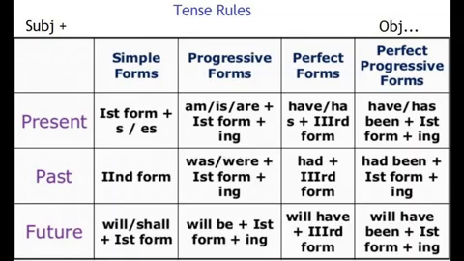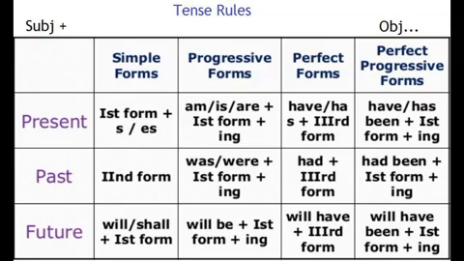To make present simple tense, first we use the first form plus s or es with the verb. For making present progressive form, we use am, is or are with the subject plus first form of the verb plus ing. To make present perfect form, have or has plus third form of the verb. To make present perfect progressive form, subject plus have or has been plus first form plus ing.